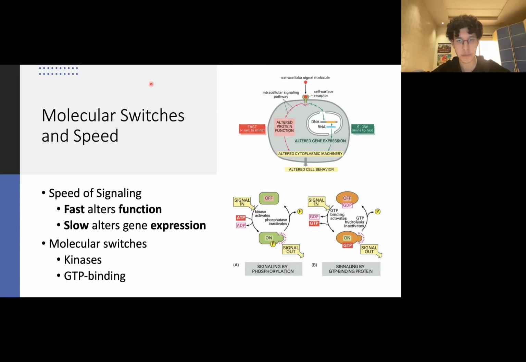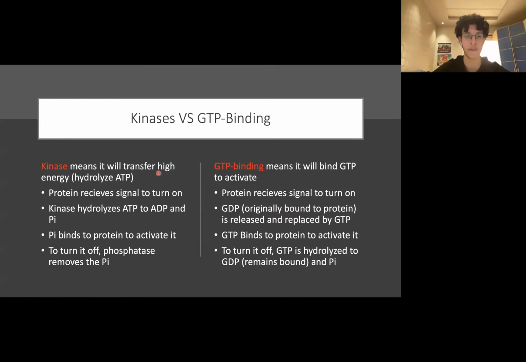All right, so it seems clear, but just so everyone's on the same page, we have it in words. So kinase, again, transfers high energy. It hydrolyzes ATP. First the protein receives a signal to turn on, and then the kinase will hydrolyze the ATP into ADP and phosphate. The phosphate will bind to the protein and this activates it. And then when we want to turn it off, we use a phosphatase. Now again, focus more on the activation because this is where the questions are more likely to come from.